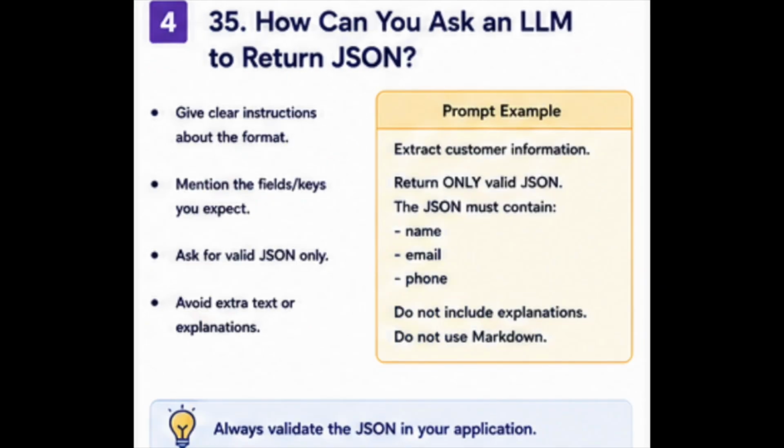How can you ask an LLM to return JSON? We can explicitly define the expected output format in the prompt. For example, the prompt will be: extract customer information, return only valid JSON. The JSON must contain name, email, phone. Do not include explanation, do not use markdown. This prompt clearly tells the model what we expect.